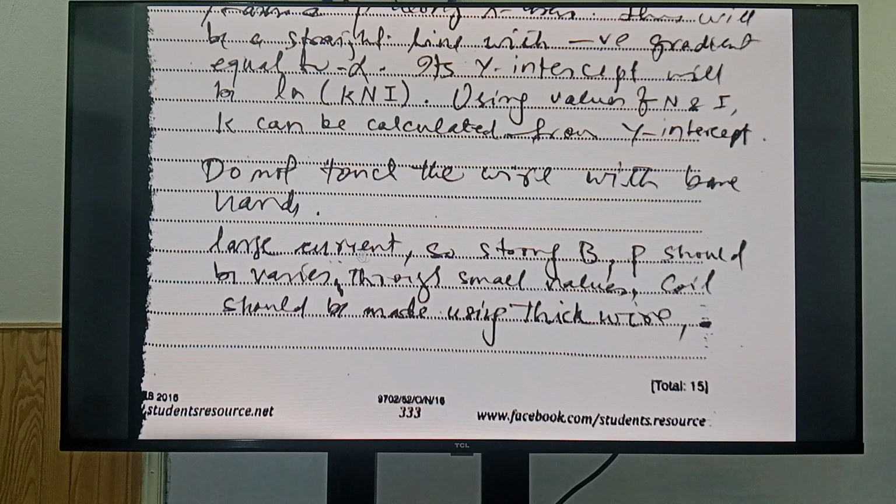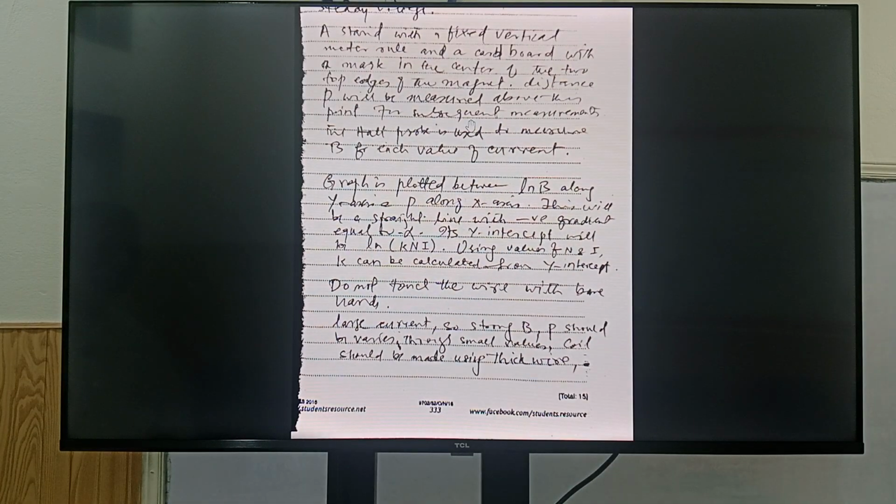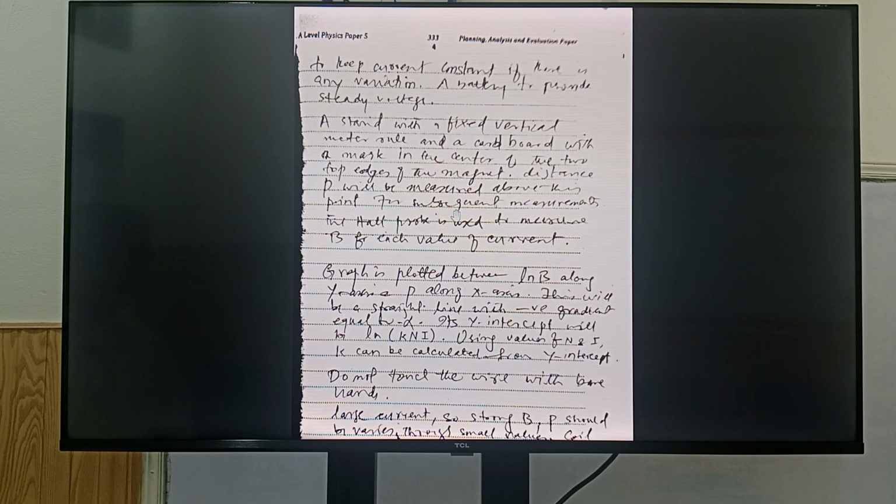For example, a large current is recommended, so strong B is created, so it can be easily measured. P should be varied through small values, so you have at least 6 values over a very small distance, because it's not several centimeters distance over which the variation takes place. Coil should be made using thick wire, so it doesn't heat up, it has small resistance. So out of this total, this description brings you a reasonably good marks if you cover all these points in this arrangement.